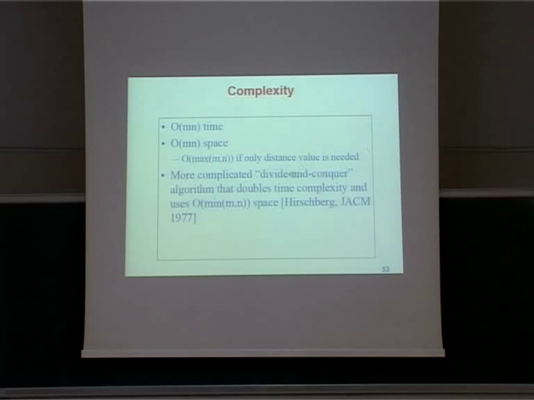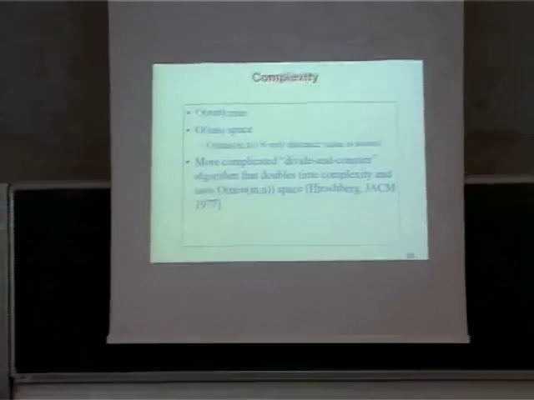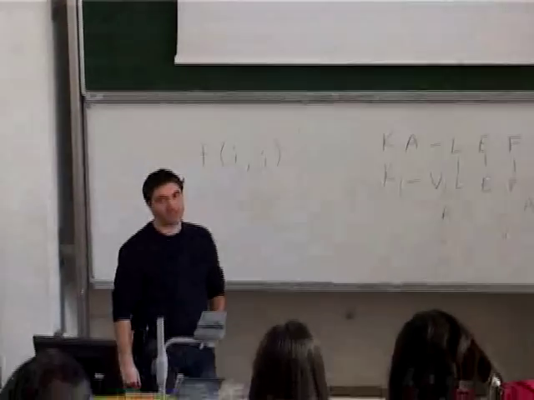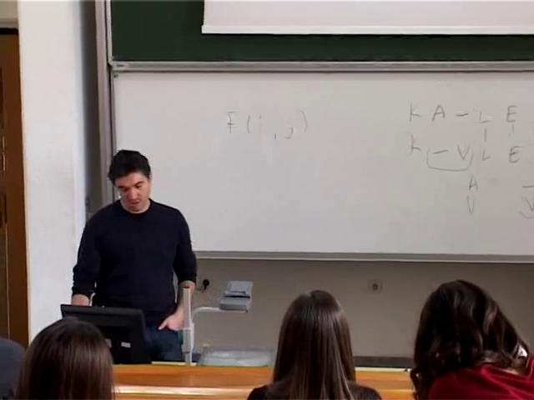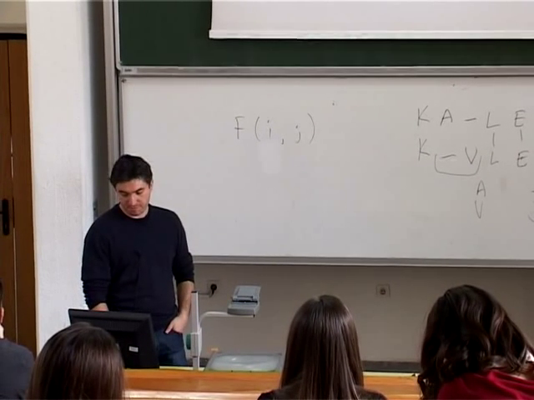And there are more complicated divide and conquer algorithms that double the time complexity, but it's still quadratic, okay, and uses much less space, the minimum of these 2 sequences. But as you can see, these problems were studied very, very long ago. I mean, sequence alignment, the first bioinformatics solutions, appeared more than 30 years ago.